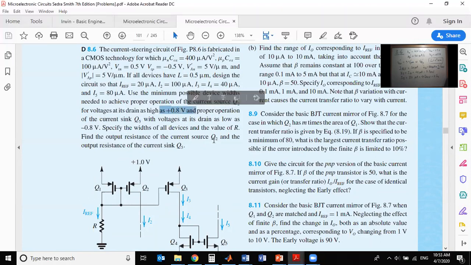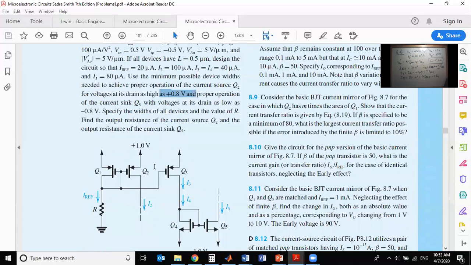Okay, so let's go to Q2. Where is Q2? Q2 is here, right? The design says that the maximum V drain for Q2 is 0.8. So I'm assuring you that Q2's drain voltage here, can you see the cursor? The drain of Q2 is not gonna go above 0.8. Okay, so let's think, what does this mean? If you guarantee that VD2's maximum value is 0.8, what does this mean?